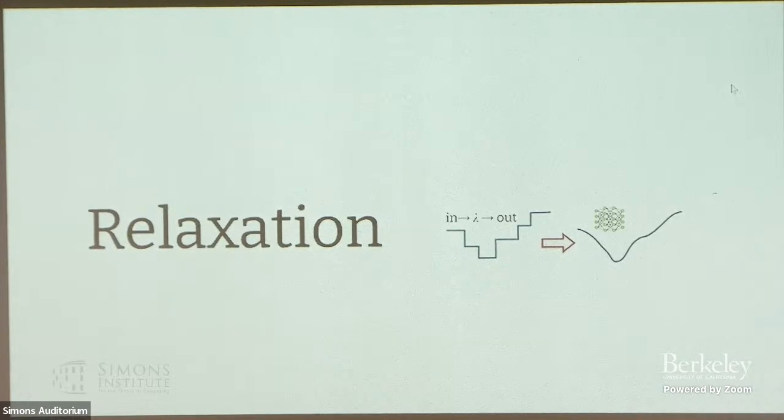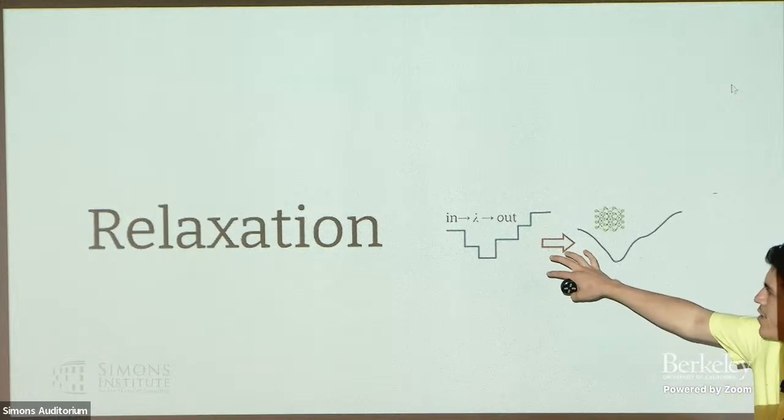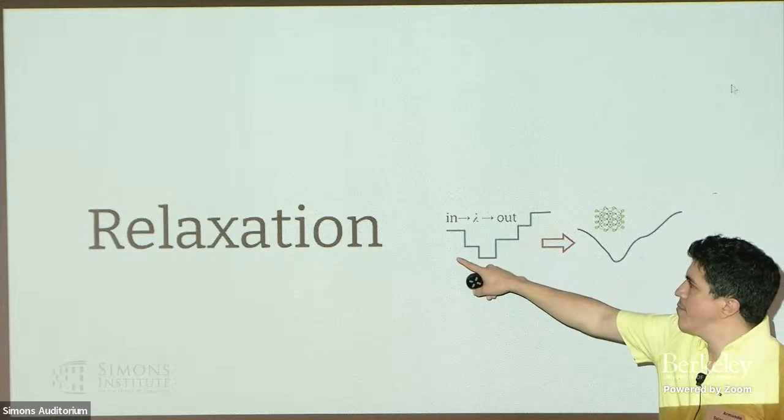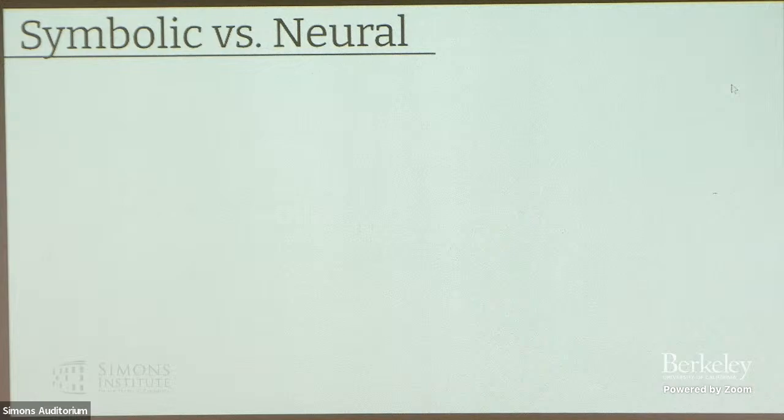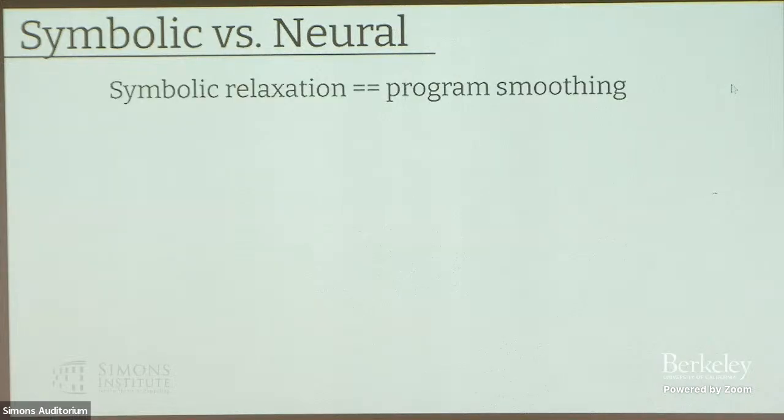But that's just one of the core building blocks that we have here. The next building block that I want to talk about is this idea of relaxation, starting with a program that might be very discontinuous and then producing a new representation that is continuous and differentiable, which allows us to do numerical optimization to, for example, do parameter search. There are two broad classes of approaches that we use to do this. One is to do it symbolically. This is essentially program smoothing.